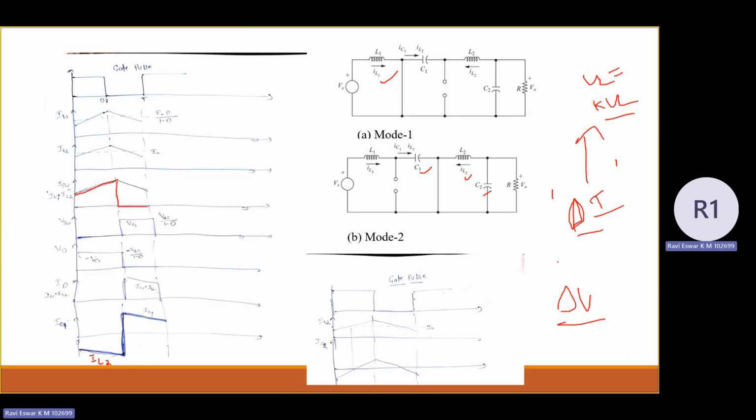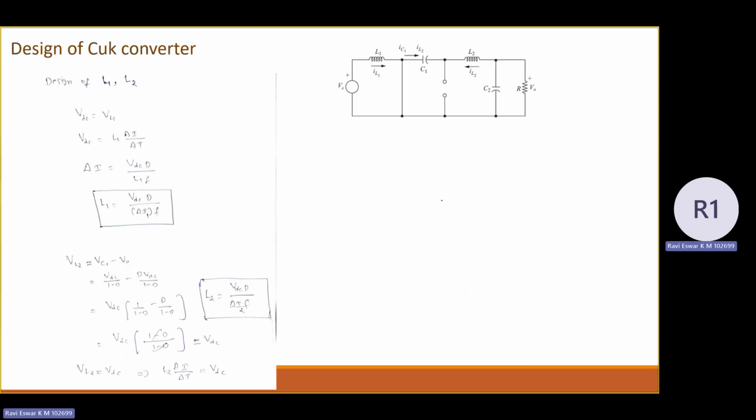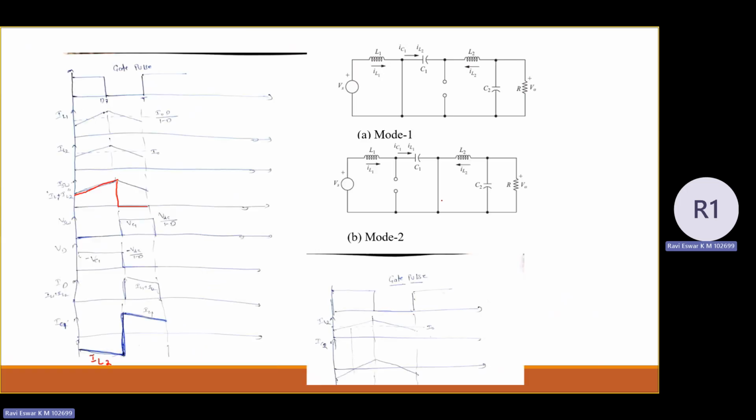Similarly, to design capacitors, see the capacitor currents. From the capacitor currents, you can get del V, the ripple voltage across the capacitor. That is what we'll see in the coming slide. So, design of Buck converter, passive elements L1, L2. Whereas for active elements, you can check the voltage across each element. You choose the blocking voltage of these elements greater than the value which you arrive at, VDC by 1 minus D.